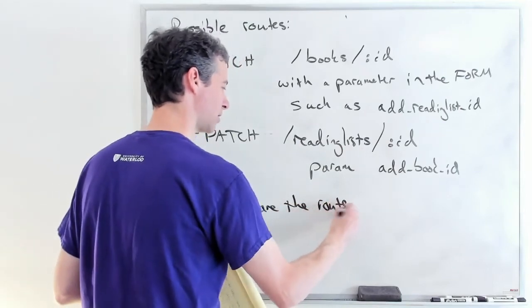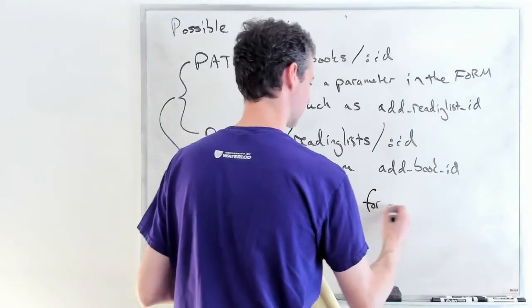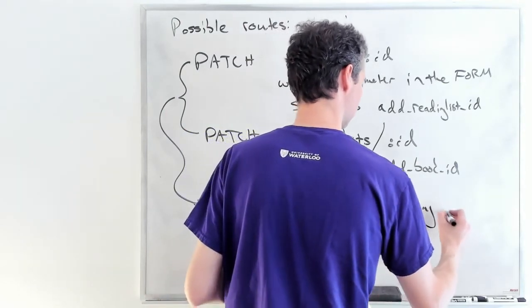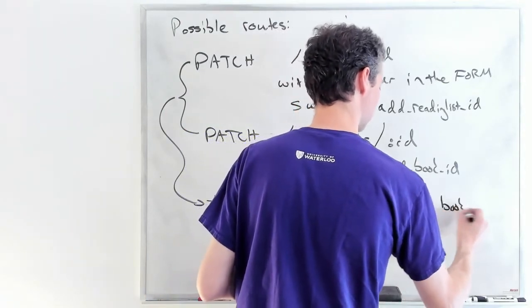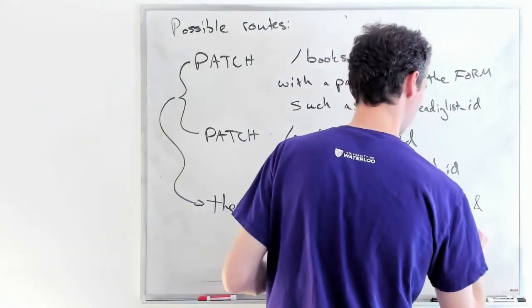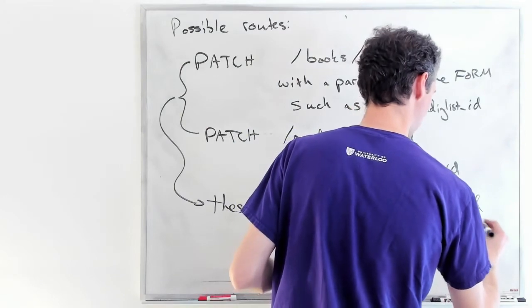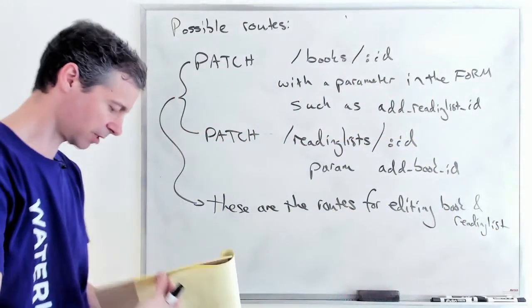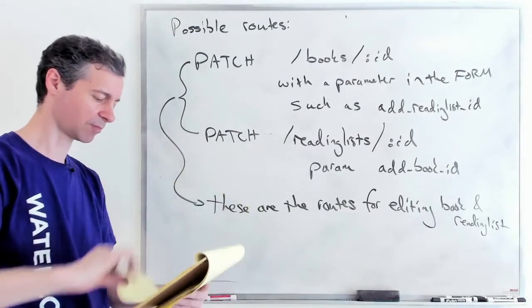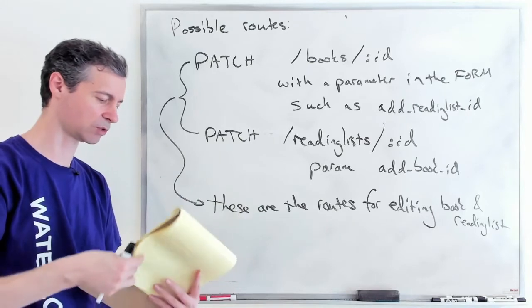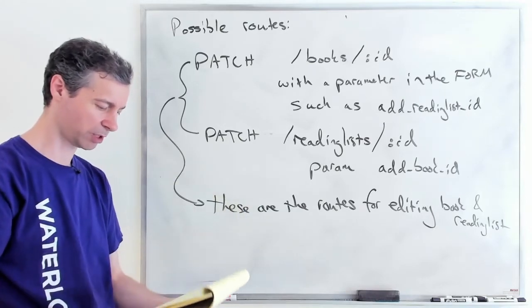Which of course makes sense because we are editing. So for editing a book and a reading list. I regret reading list being such a long word. Anyways, so why is that a downside? Why is that something to think twice about, so to speak?